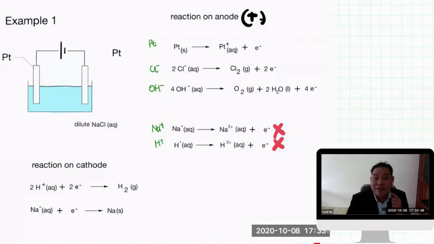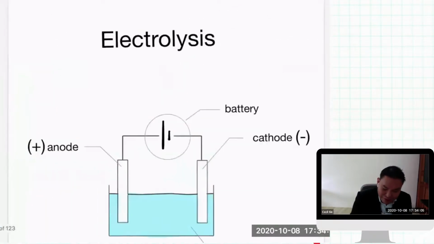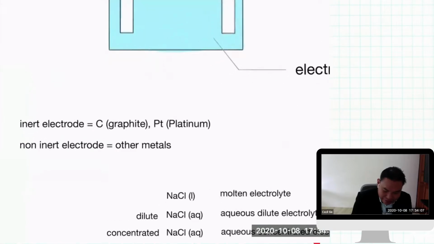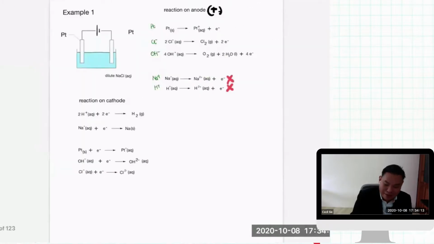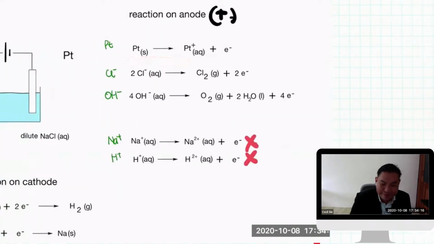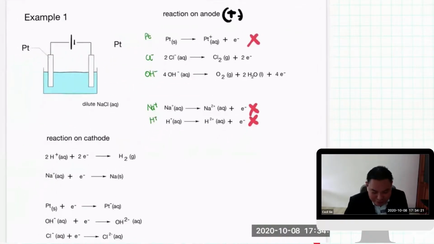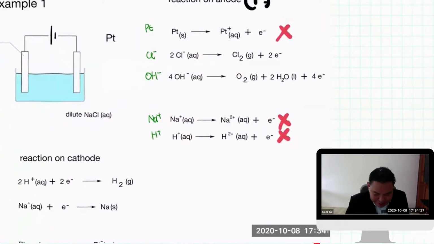And you should not stop there. You must choose one, right? You must remove 2. So left with 3. Which of these 3 do you think won't react? Very simple. One of them, you know. If you look at the notes here, Pt, platinum is inert. Inert means it won't react. Very unlikely to react. So it's out. Left with Cl minus and OH minus. Which one?